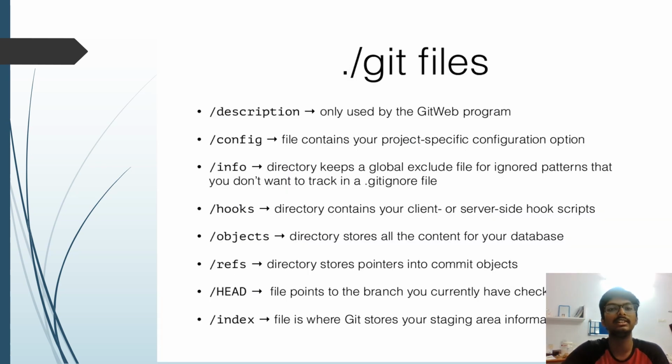So this is a list of the .git files which are present in a directory which is cloned from GitHub. One of the important ones is HEAD, which points to the branch where we have currently checked out.